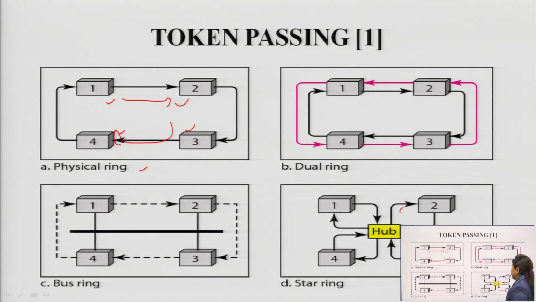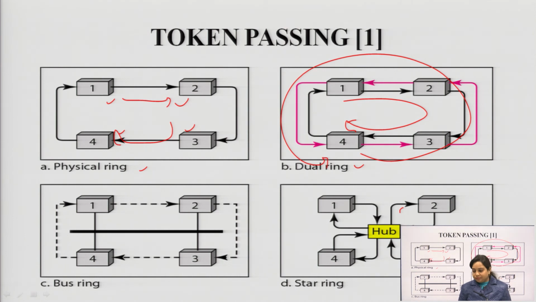Now, the second one is the dual ring. What do you mean by dual ring? It means the data will be transmitted in both directions; bidirectional data transmission is there. Like you can see that one way of transmitting the data is this one and the other way is this one, like clockwise and anti-clockwise. So, every user has the right to transmit and receive the data. That is the concept of dual ring.